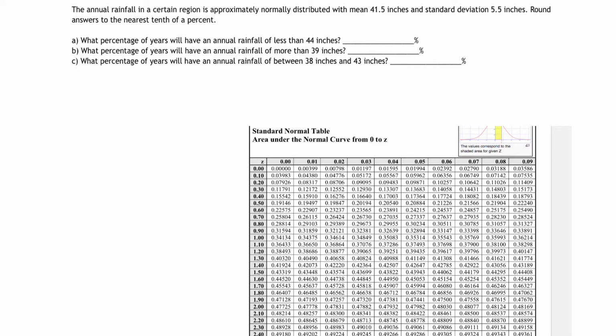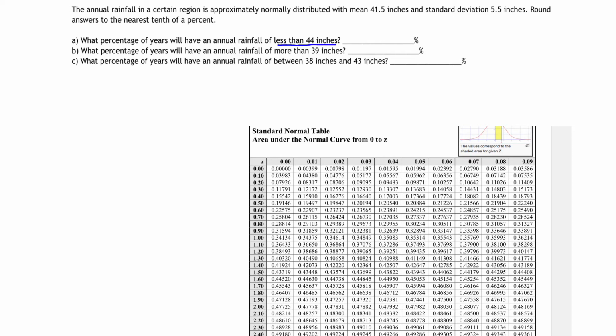The annual rainfall in a certain region is approximately normally distributed with a mean of 41.5 inches and a standard deviation of 5.5 inches. We're asked 3 questions, and we're asked to round to the nearest tenth of a percent. So let's focus on question A first. Question A says, what percentage of years will have an annual rainfall less than 44 inches?